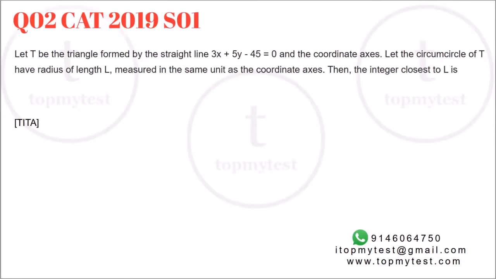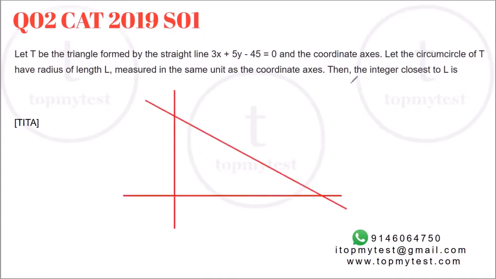The second question is from CAT 2019, slot 1. This one says let T be a triangle formed by the straight line and the coordinate axes. Okay, so let me draw this. Let the circumcircle of T have a radius of length L, measured in the same unit as the coordinate axes. What is the integer closest to L?